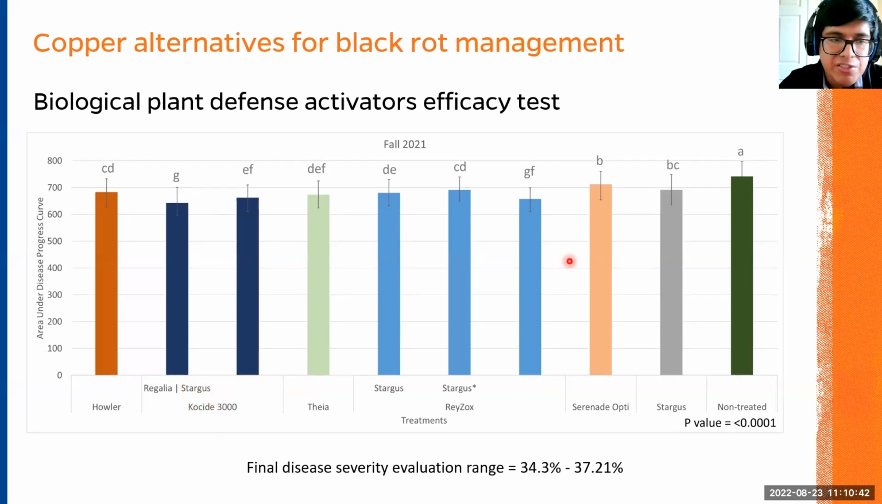As you can see here in this graph of the AUDPC, compared to our not treated control, all the treatments reduce the disease severity. However, once we start comparing the products against our grower standard, the copper product, we see that some of them have similar or even better effect reducing the disease. And this is the case of the alternations of Regalia mixed with COSI and Stargus with COSI, the application of Theia, Rhapsody, and Razux.